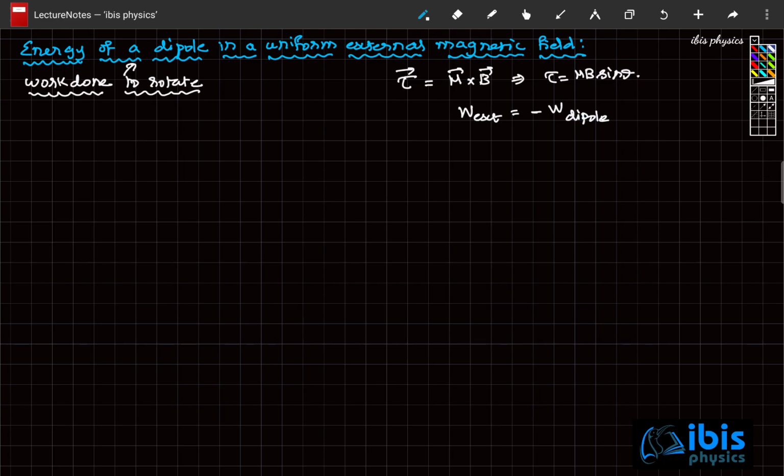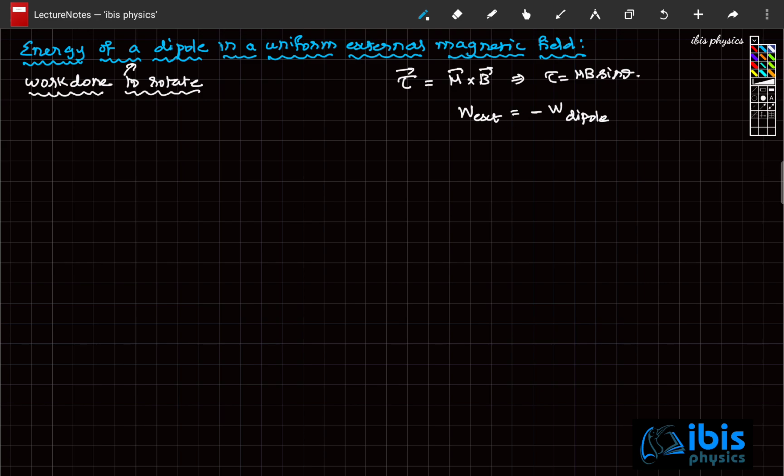That is why usually when external work done is positive, work done on the dipole is positive, hence its energy increases. Usually the external work is done against the direction of the initial torque. That is why the negative of the work done by the dipole becomes the external work. This we have often seen in so many places: in gravitation, in work-energy, and in electrostatics.